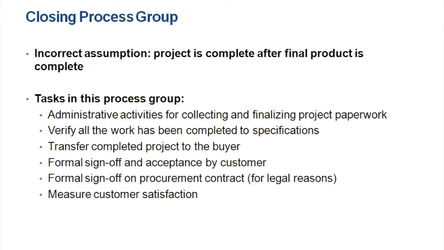So the last process group is closing. This is when you're going to shut down the project, do all the administrative activities, verify that all the work is done, transfer the work to the buyer of the group, and formally sign off. Formal sign-off from the client is needed. This is very important because you don't want someone to come back to you a month later and say, I wasn't happy with that project. But if you have formal documentation that says you signed off on this, then there's a legal piece of proof. So it's very important to get their feedback and get their sign-off during the closing. Those two are probably the most important activities in this.